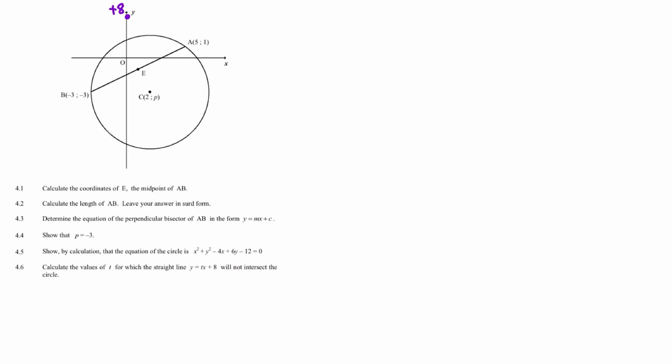So for now, I'm going to ignore the not part, and I want to find a line that intersects the circle or touches the circle. So if the y-intercept is 8, then I have 2 possible lines that will intersect with the circle. So we have 2 lines, y is equal to tx plus 8 and y is equal to tx plus 8. So let's work through it.